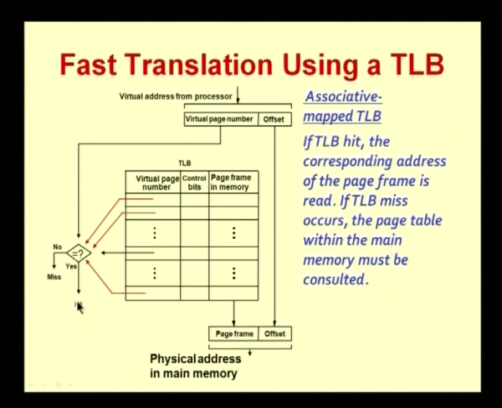So, if there is a TLB hit, then the job is very simple. We take the corresponding value of the physical address, the page frame, from the TLB. To that we add the offset and generate the physical address in main memory, okay. This is what we do. If it is not there, it is a miss, then we have to go and actually access the page table from main memory and then access the actual location that we need to access, okay. So, this is the process that we follow in the presence of a TLB.